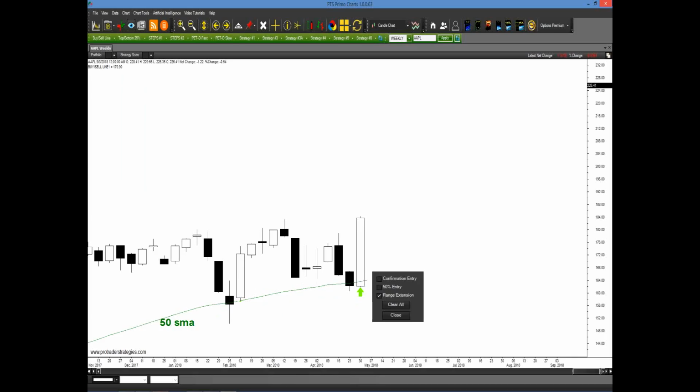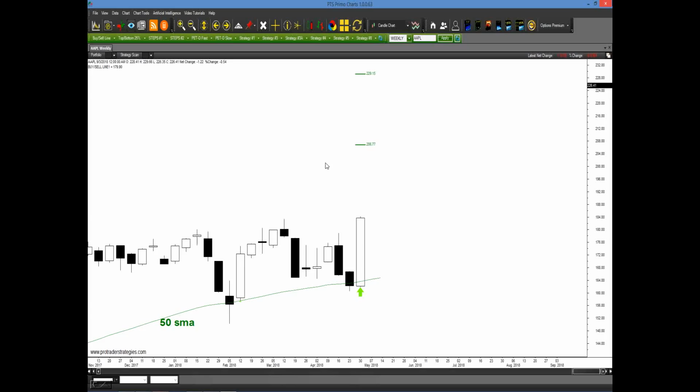Where are we going to exit? Well, we double click on the green arrow, we hit range extensions, and once again, automatically, we see exit level 1 and exit level 2. Let's use the same process. Once we get up to level 1, we're going to move our stop, which is roughly here, to unchanged. So if things go poorly for us, at least we don't lose any money. We'll break even. And we're going to exit everything up here.